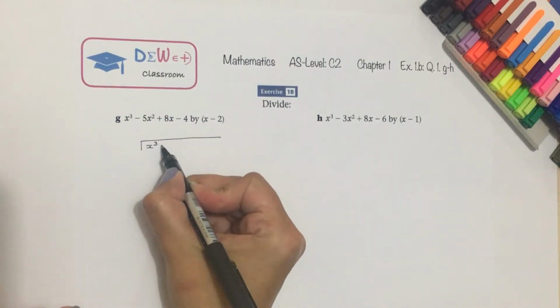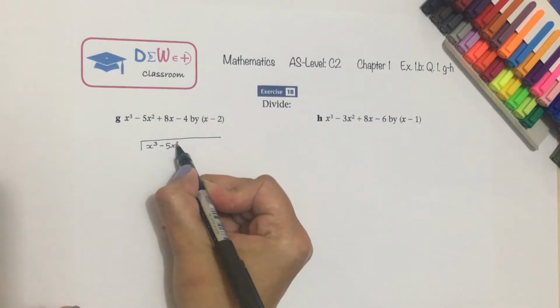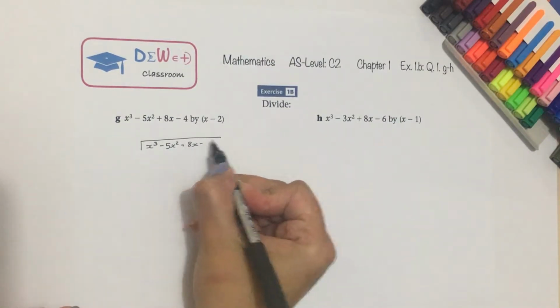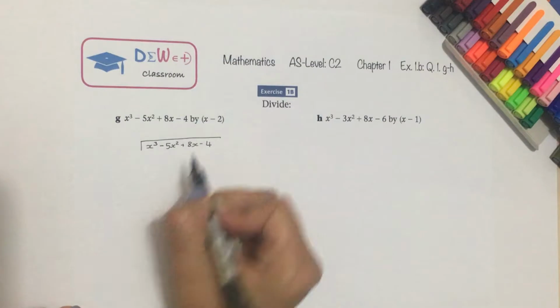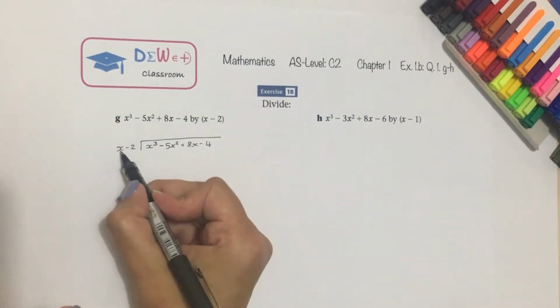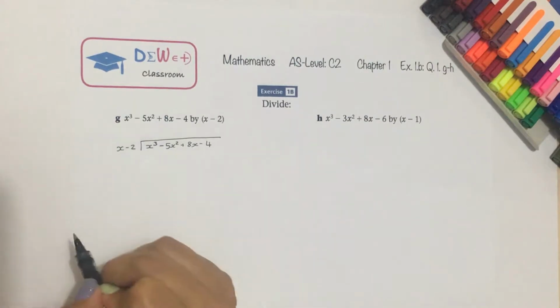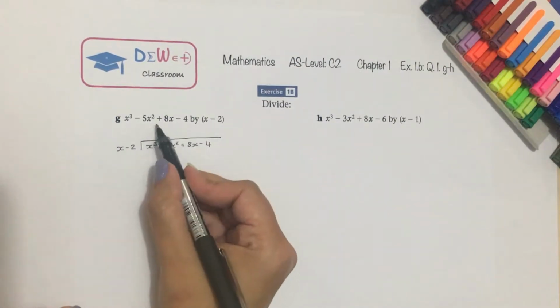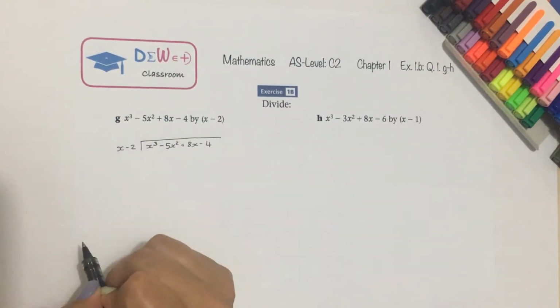So it will be x cubed minus 5x squared plus 8x minus 4, and we want to divide it by x minus 2. Right, so we remember when we're going up, we ignore the minus 2. It's only going down that we don't ignore the minus 2.